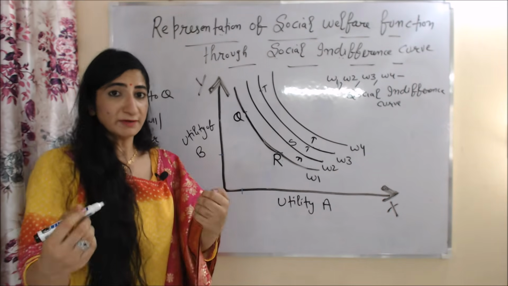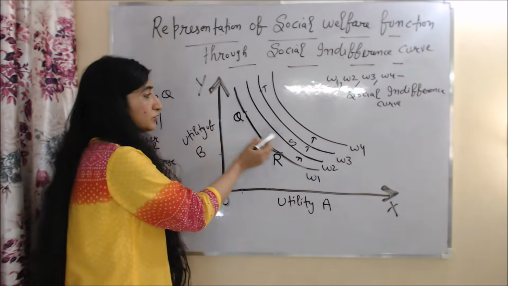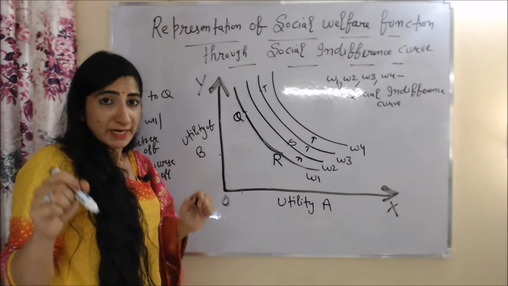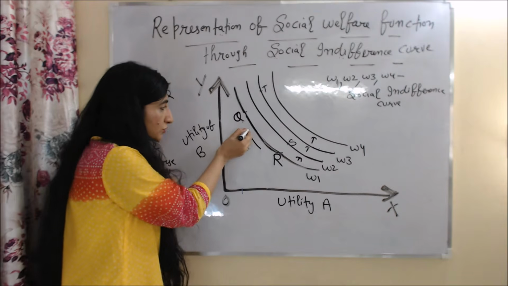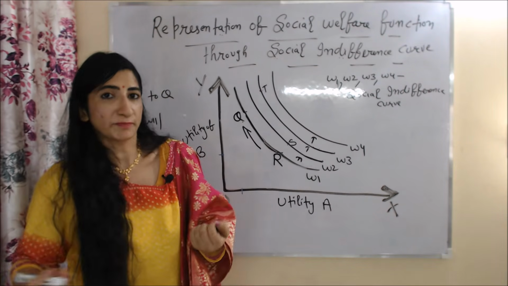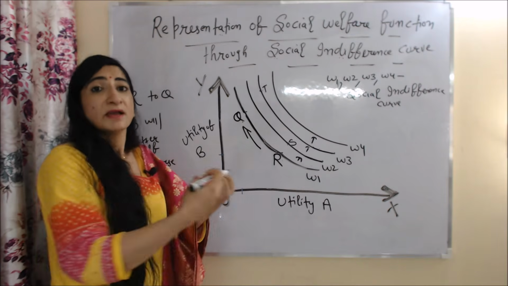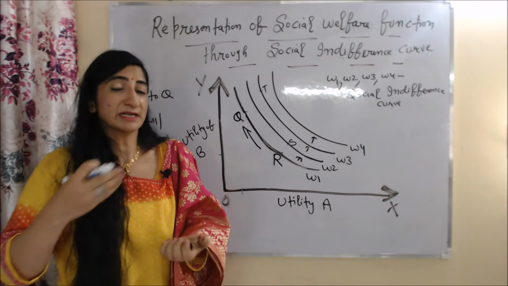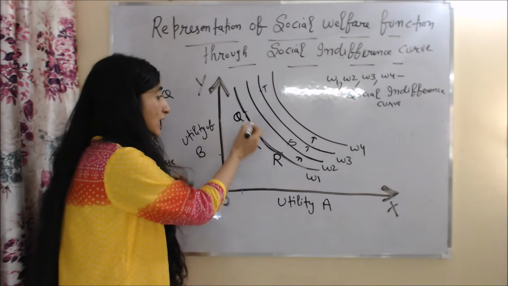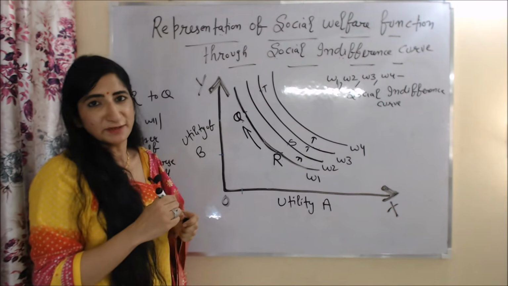Or we can say that if we move forward from Q to S or S to T, our social welfare will improve. But if we move from Q to R, then B will be better off, but A is worse off. Because B is gaining something and A is losing something, the level of social welfare will remain the same because Q and R are on the same social indifference curve.